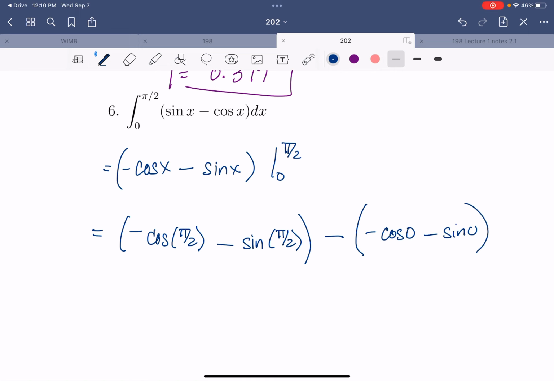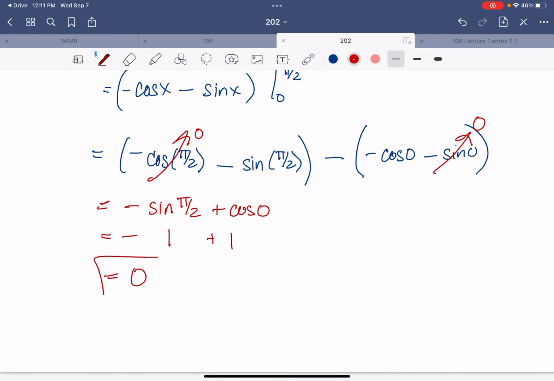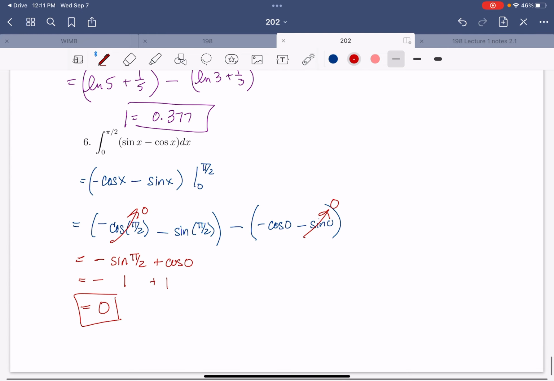Okay, and we know that the sine of 0 is 0, so this one's gone away. And we know that the cosine of pi over 2 is also 0. So really what we're getting here is the negative sine of pi over 2 plus cosine of 0. Cosine of 0, of course, is 1. And sine of pi over 2 is also 1. And so you get negative 1 plus 1, which is 0. Which is a fun little ending to our guided practice problems.